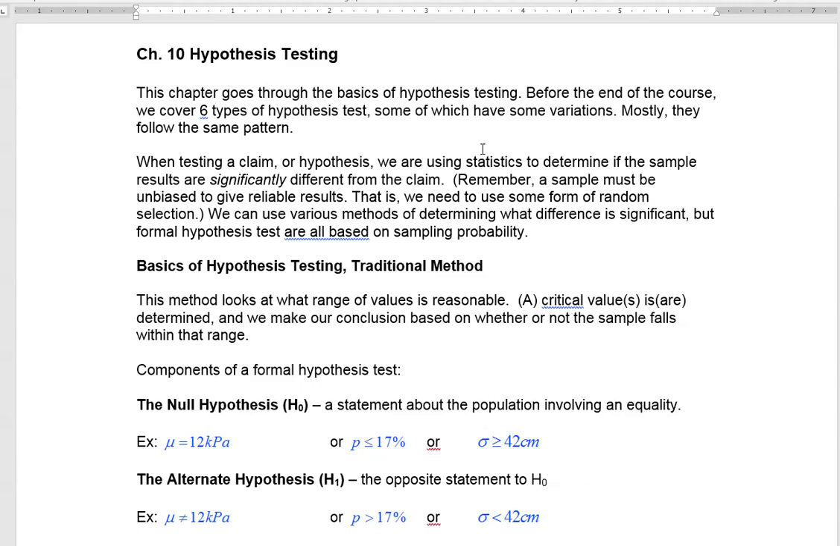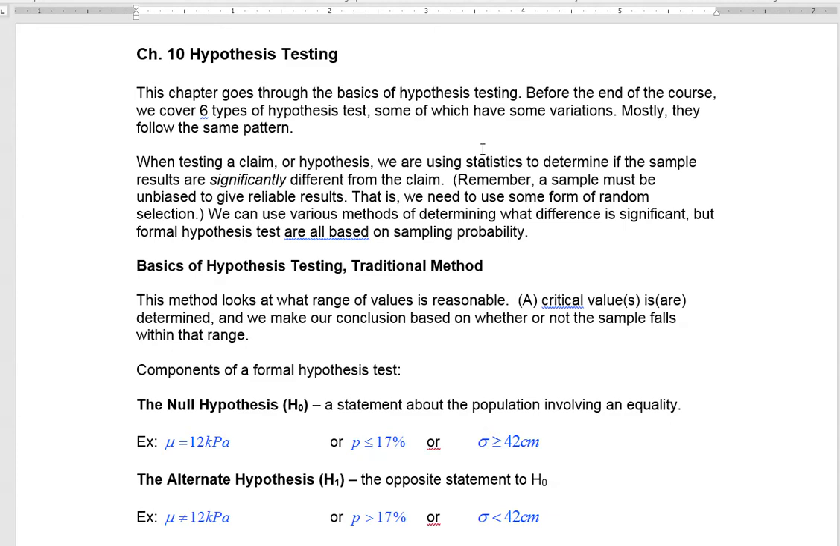This lesson is on the basics of hypothesis testing. Specifically, we're going to be looking at what comes before and after the calculations, because this is going to be the same regardless of which kind of hypothesis test we're talking about. And before we're done this course, we're going to cover a bunch of different kinds of hypothesis tests.